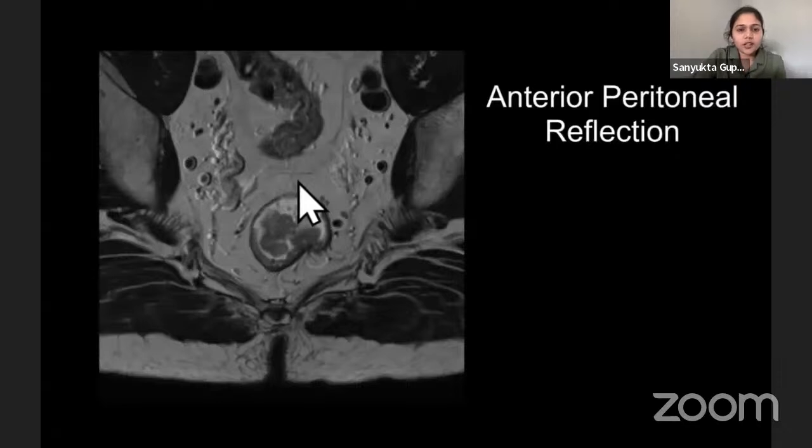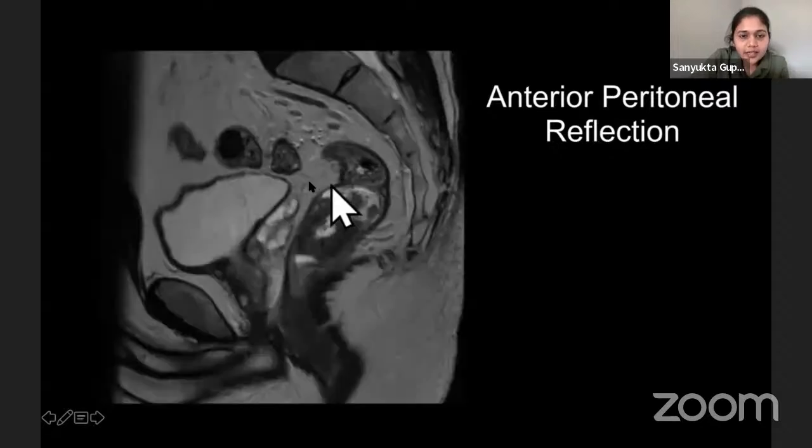Then another very important key structure is the anterior peritoneal reflection. This will be really helpful to define the treatment strategy. And how is it identified? Basically, it's a very thin hypointense line presenting as a seagull sign on the axial scans. In the sagittal, you can see a very thin hypointense line. This is the anterior peritoneal reflection coming from the anterior rectal wall up to the superior part of the bladder in men.